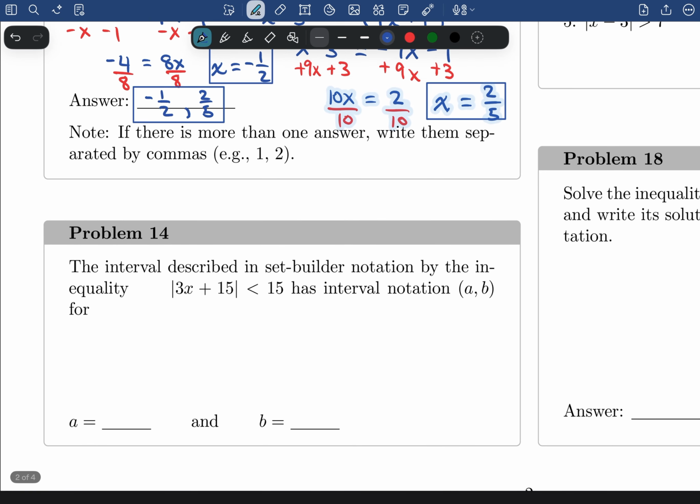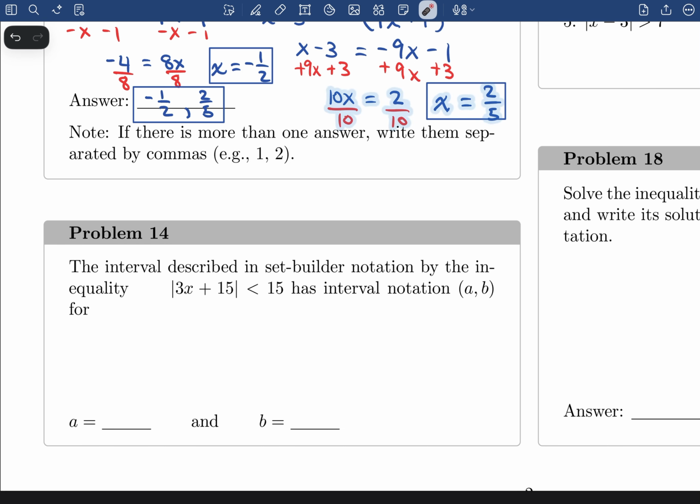Now, the interval described in set builder notation by the inequality, the absolute value of 3x plus 15 is less than 15, has interval notation a comma b. And so our goal is to find the interval notation solution to this and write the lower bound and then the upper bound.